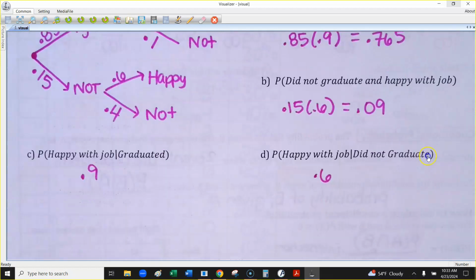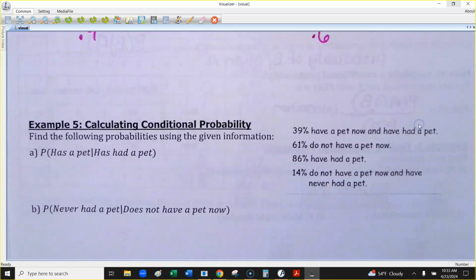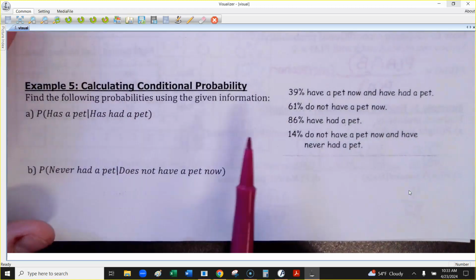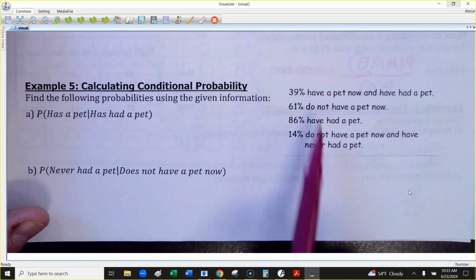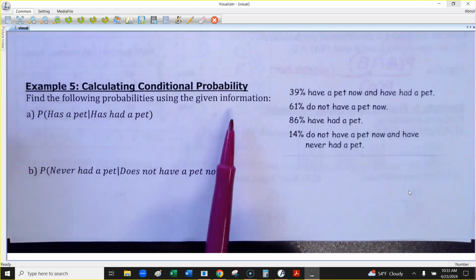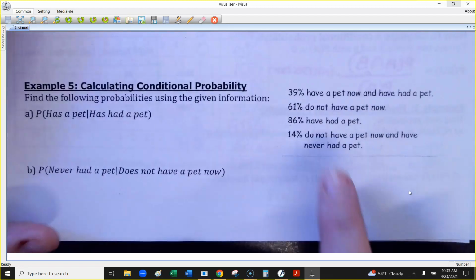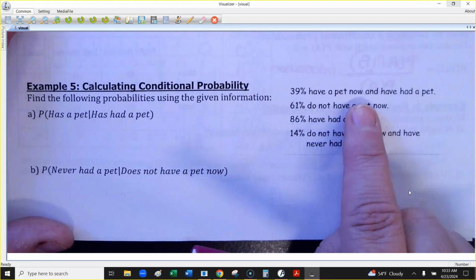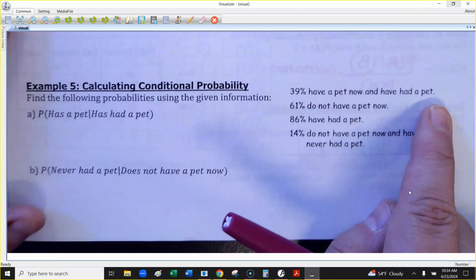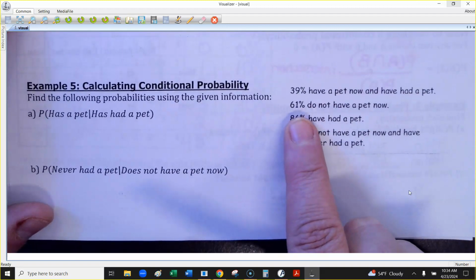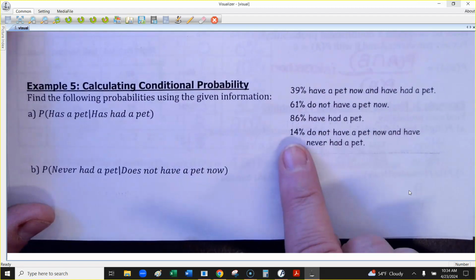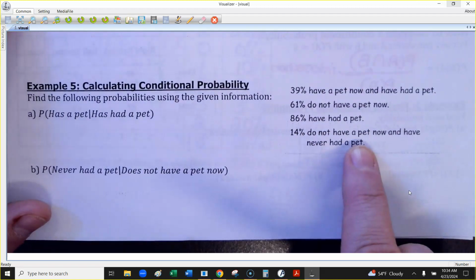Okay, now this last example, this is kind of the weirdest format of all of these, I think, but you can calculate these conditional probabilities, but you have to really read the question. So you're going to look over here. It says find the following probabilities using this information. So I'm going to try and read this really carefully. Okay, 39% of people that you survey here have a pet now, and they have had one in the past. Okay, 61% don't have a pet now, 86% have a pet, and then 14% don't have a pet and have never had a pet.